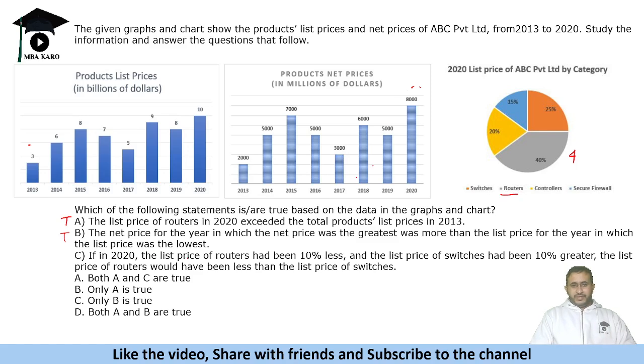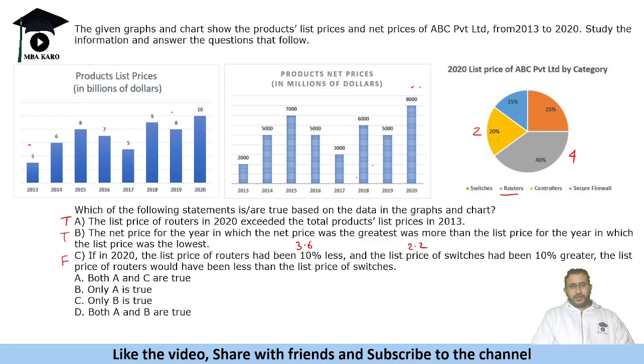If in 2020 the list price of routers had been 10% less, so the list price of routers here is 4 billion, it would be 3.6 billion. And the list price of switches had been 10% greater, so switch is 2, it becomes 2.2. The list price of routers would have been less than the list price of switches, which is not true. The list price of routers will again be more only. So this is false.